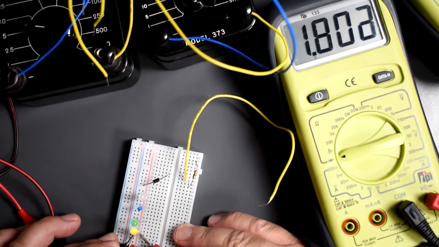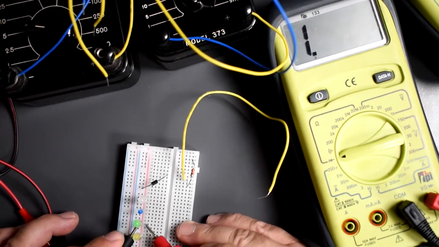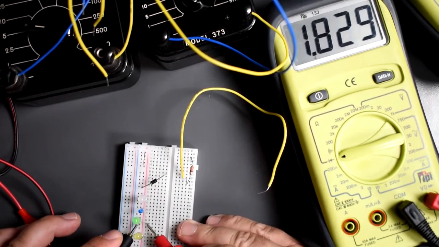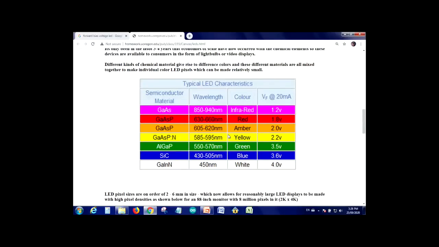1.8, almost 2. Green, 1.8. What does the green show? 3.5. Oh, something is not right. Well, then maybe we should not trust this meter. It says that it's going to do that, but does it?